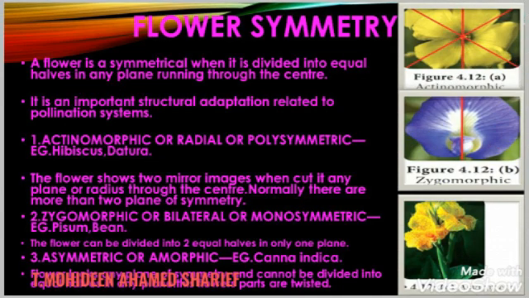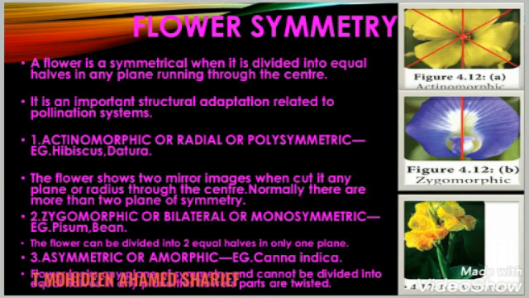So now we will see about flower symmetry. Flower symmetry is an important structural adaptation related to pollination systems. There are three types: actinomorphic, zygomorphic and asymmetric. First, actinomorphic. The flower shows two mirror images when cut in any plane or radius through the center. Normally there are more than two planes of symmetry. Example, hibiscus, datura and water lily. So like that, zygomorphic and asymmetric are there.